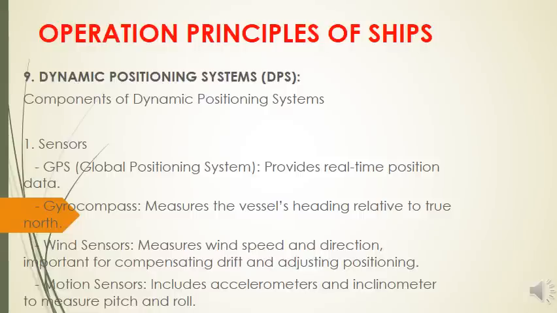Now let's consider the components of dynamic positioning systems. The first is the use of sensors. Under it we have GPS, Global Positioning Systems, which provides real-time position data. We also have the gyro compass that measures the vessel's heading relative to true north. Wind sensors that measure wind speed and direction. It is important for compensating drift and adjusting positioning. We have the motion sensors, which include accelerometer and inclinometer to measure pitch and roll.